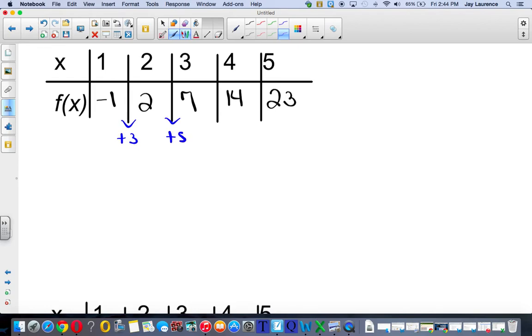I need to add 5. Here I need to add 7, and then I need to add 9. Ooh, that bothers me because in the last problem, the first differences were all the same. This one they're not. But if I go down to the second differences, right, these are called the second differences. Wow, they are all the same.